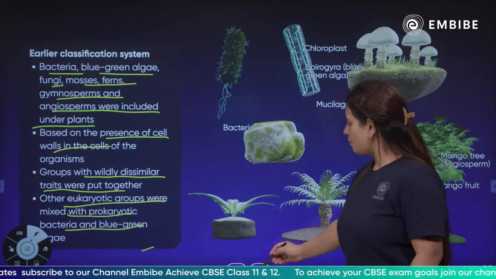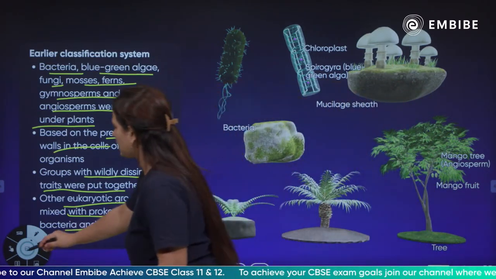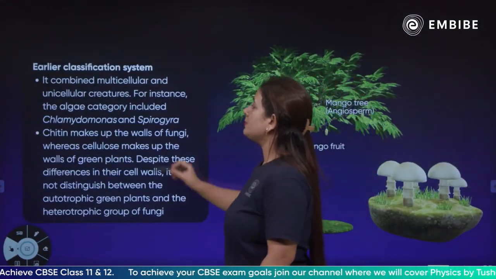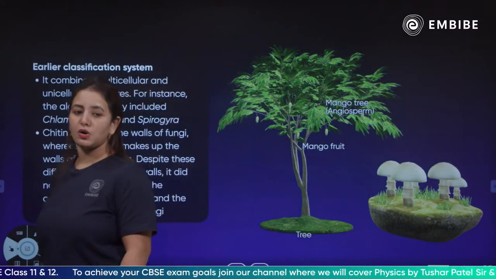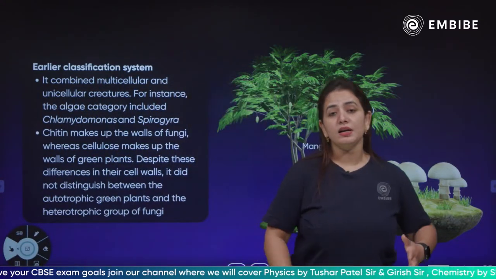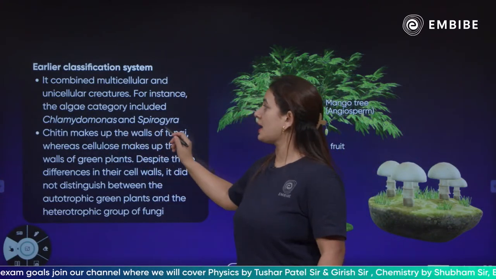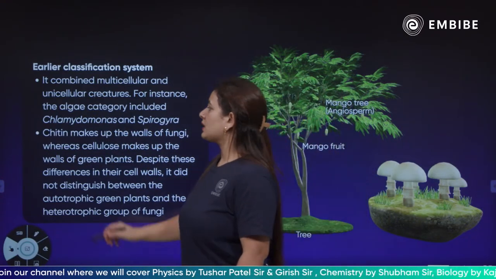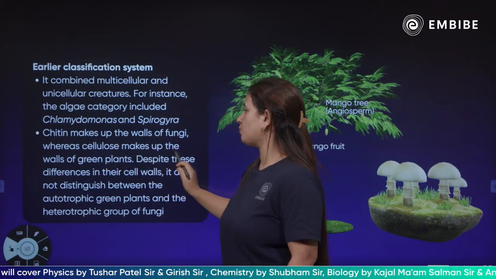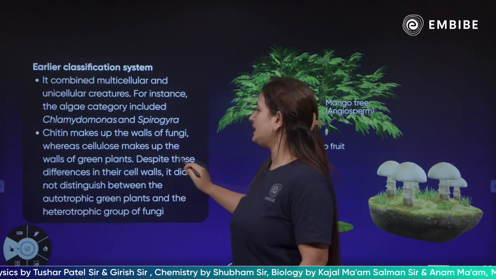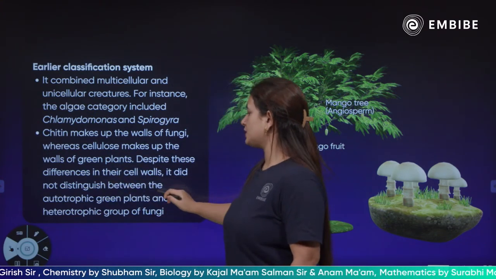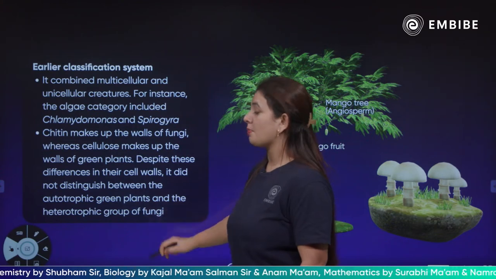Moving forward, children, the earlier classification system also combined multicellular and unicellular organisms. For instance, the algae category included Chlamydomonas and Spirogyra. Chitin makes up the walls of fungi, whereas cellulose makes up the walls of green plants. Despite these differences in their cell walls, it did not distinguish between the autotrophic green plants and the heterotrophic fungi.